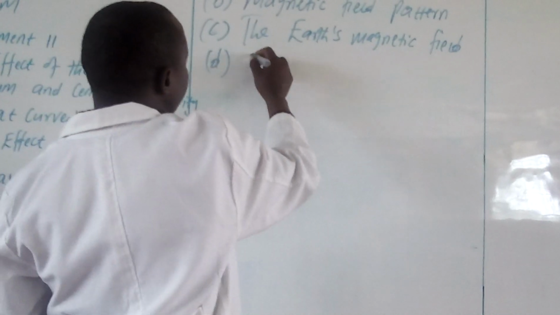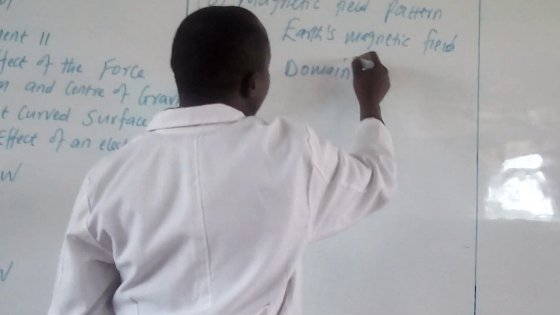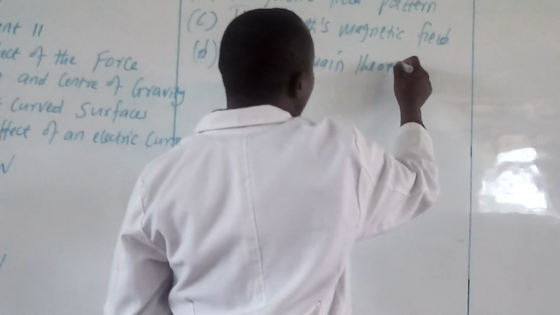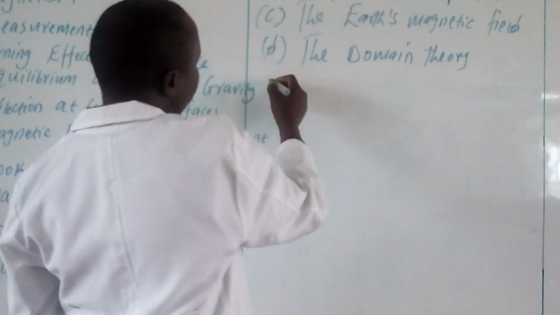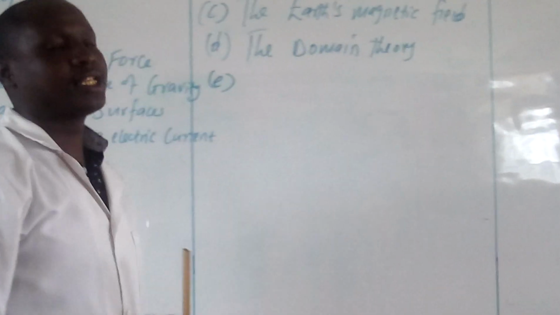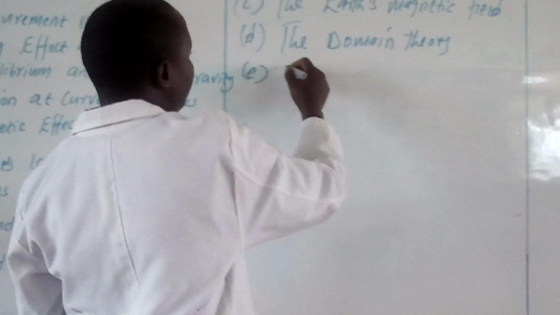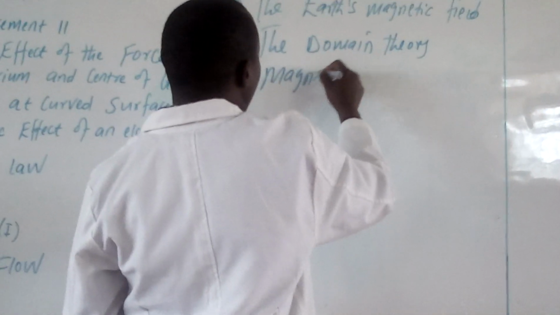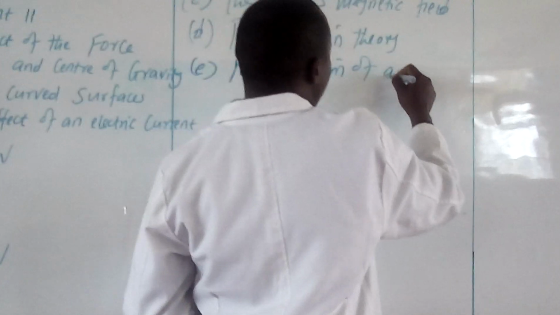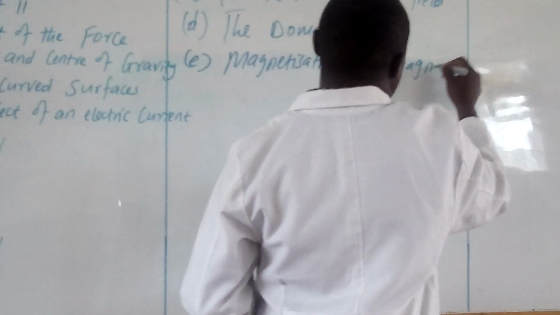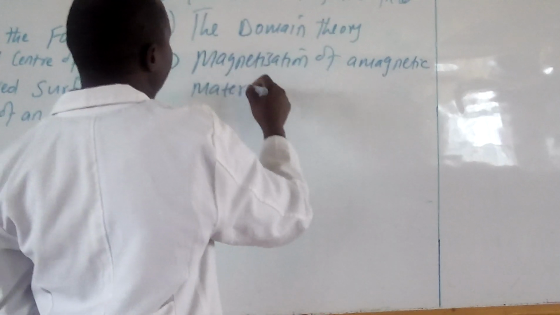The fourth, B, is the domain theory. D is magnetization of a magnetic material.